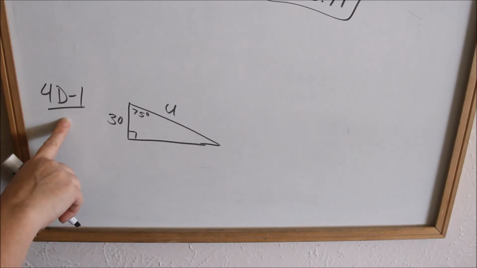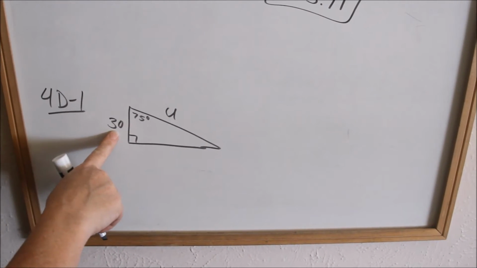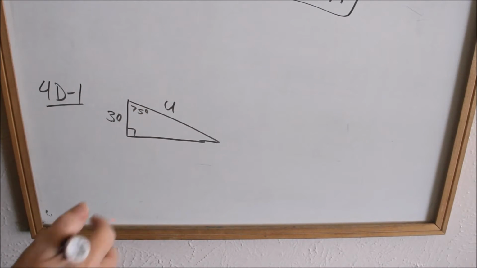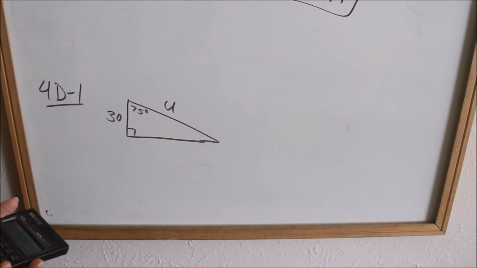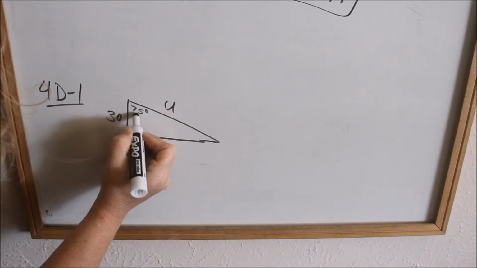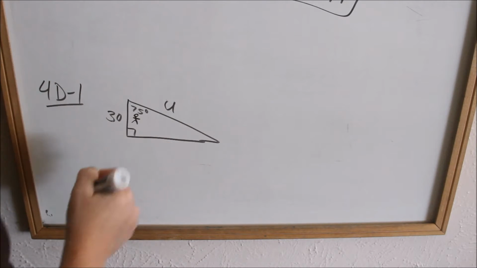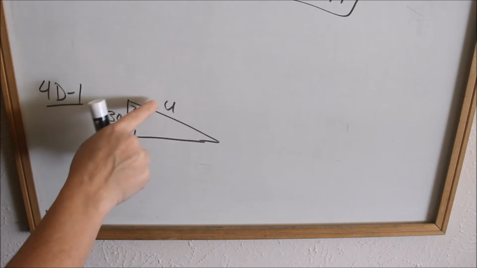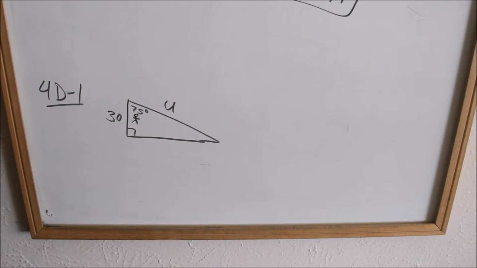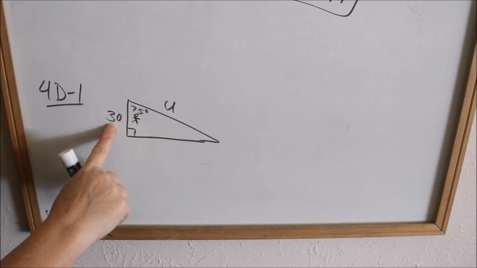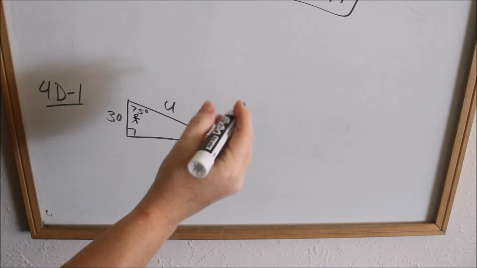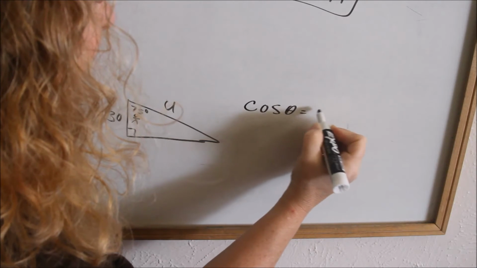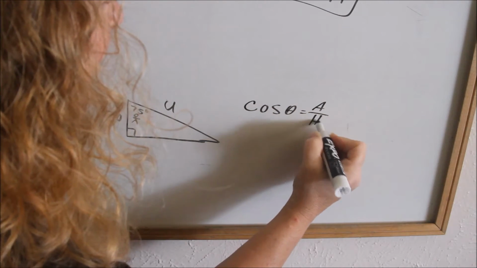Okay, now we're looking at 4D1. We have this triangle. We know this side is 30. We know this angle, and we don't know the hypotenuse. So, if I was the little man standing right here at 75 degrees, this side right here is the side adjacent to me, and then this is the hypotenuse. So which trig function deals with adjacent and hypotenuse? That would be cosine. So then it would be cosine theta equals adjacent over hypotenuse.